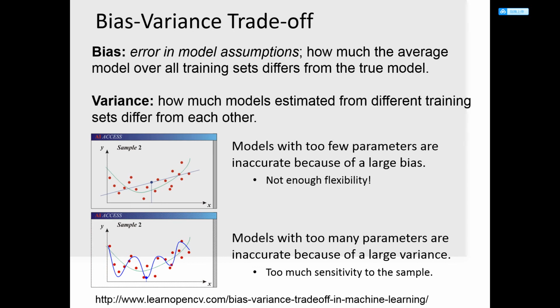If you say it has too much variance, then basically the model is too flexible. A really extreme example would be basically going through all this training data.